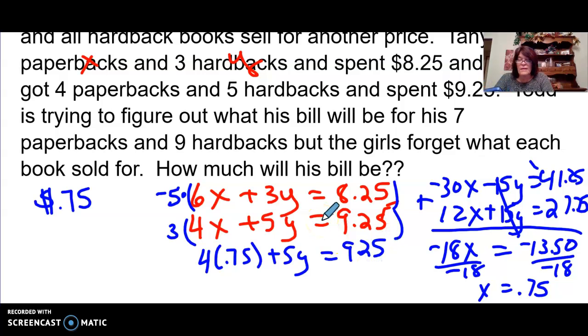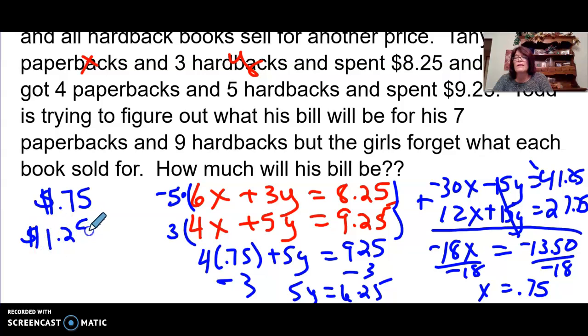Okay, so 4 times 75 cents is 3. So I'll subtract 3, subtract 3. I get 5y equals 625. 625 divided by 5, y equals $1.25 for the hardback books. And this is 75 cents for paperback.